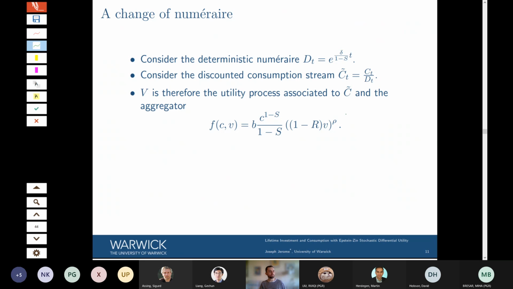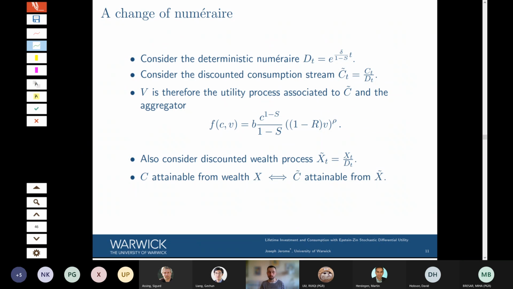That something else is this f, and you can see that it doesn't have any time dependence. To stay in the same coordinate system for our wealth process, we're also going to discount wealth by d. So we're going to consider x tilde to be x over d. And you can show that if C is financeable from your wealth process X, then C tilde is going to be financeable from your wealth process X tilde.